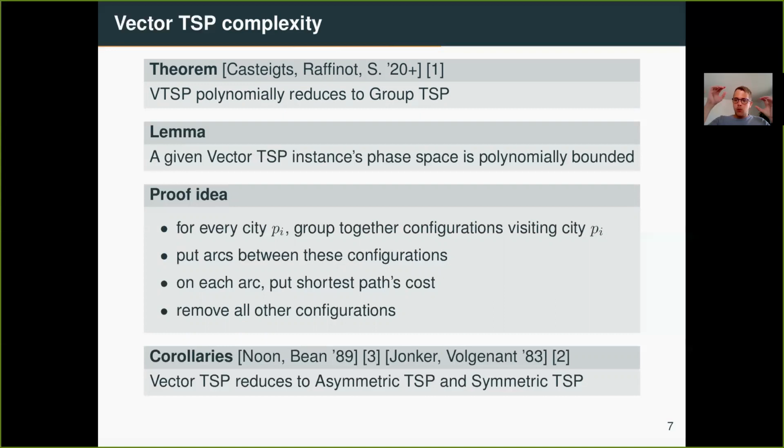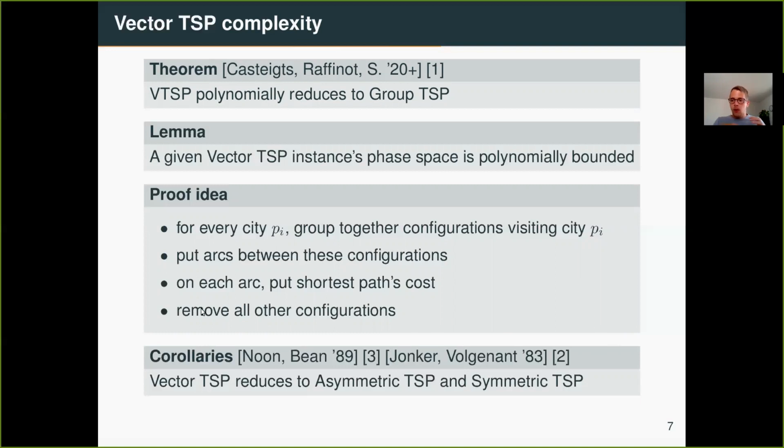Afterwards, we put arcs between every group. So not inside the groups. We don't put arcs inside the groups. We only put arcs between all members of distinct groups. And then on each arc, we put the cost of a shortest path. And shortest paths, of course, in the phase space, you can compute them polynomially.